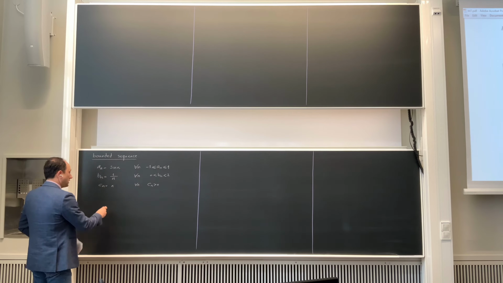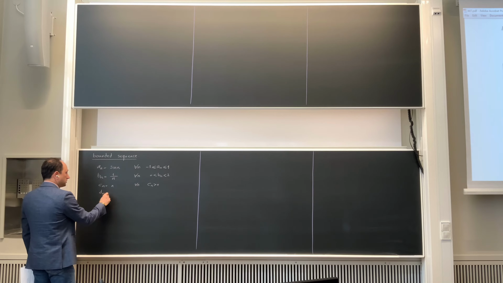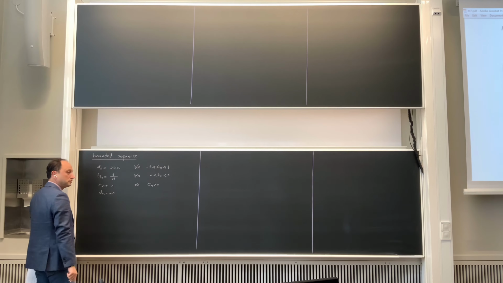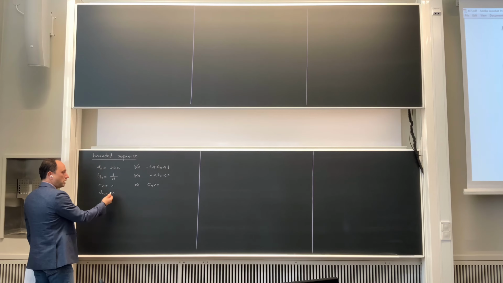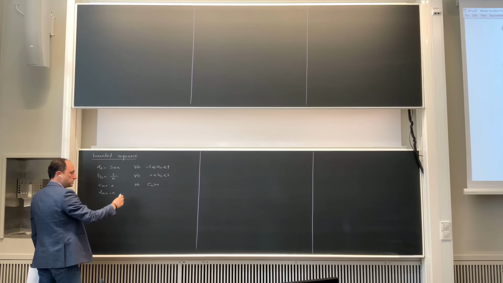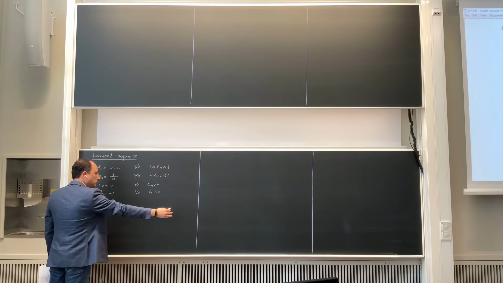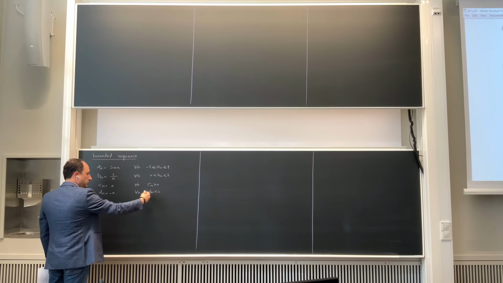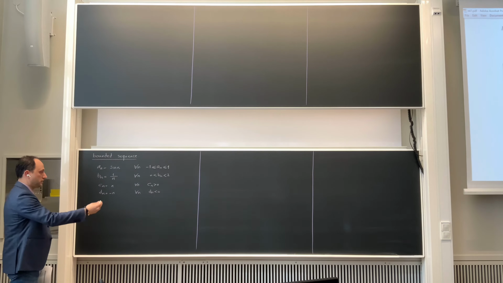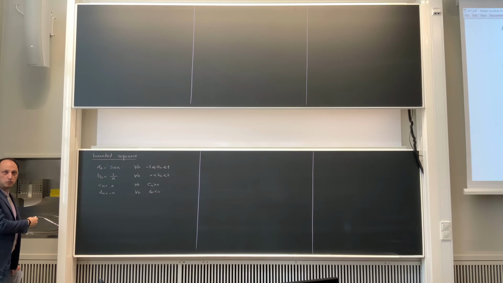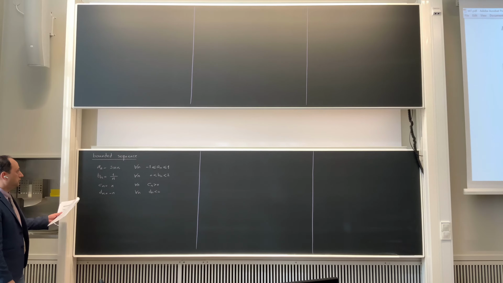I can write the other way around. For example, I can write d_n equals minus n. Then this sequence is minus 1, minus 2, minus 3, etc. So for all n, d_n is less than 0. So this means that this sequence is bounded from above by 0, but it is not bounded below because it can be arbitrarily small and negative. So that's the meaning of being bounded.